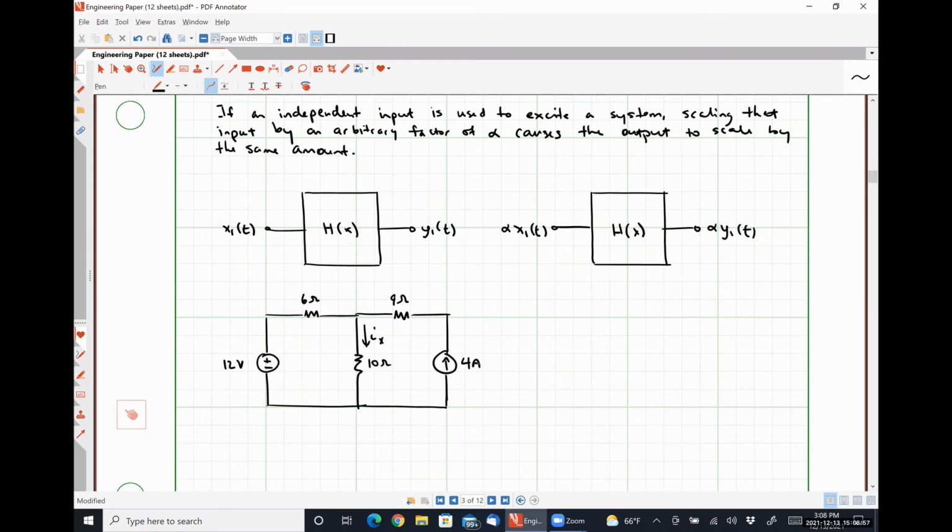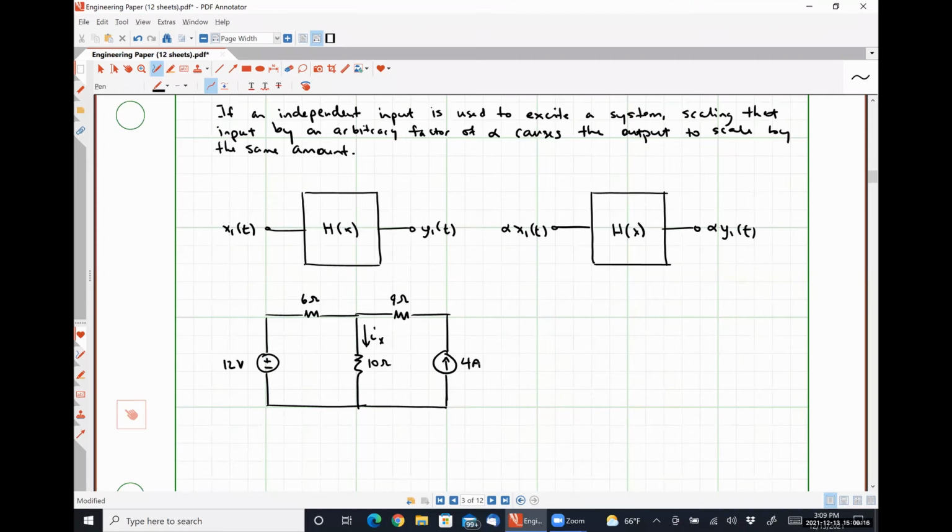Because we're not quite ready to deal with both scaling and superposition at the same time, we're going to have to analyze this guy in the same way that we analyzed the circuit in method 1, with both sources on at the same time. Okay.